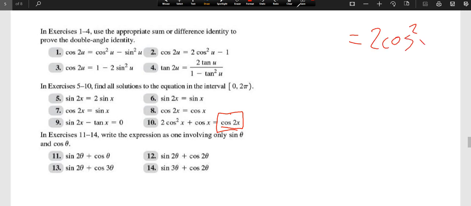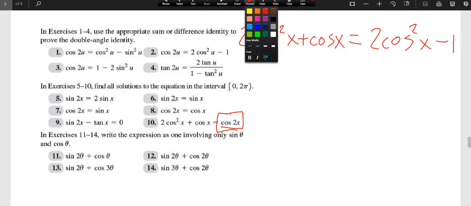2 cosine squared x minus 1. Excellent choice. And on the other side, I have 2 cosine squared x plus cosine x. Oh, I hope you see something beautiful about to occur. If I choose the wrong one, guess what? I can still eventually get there.